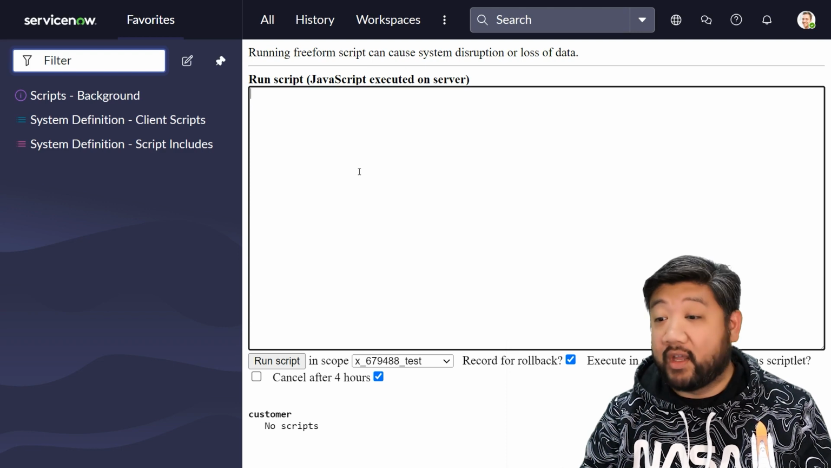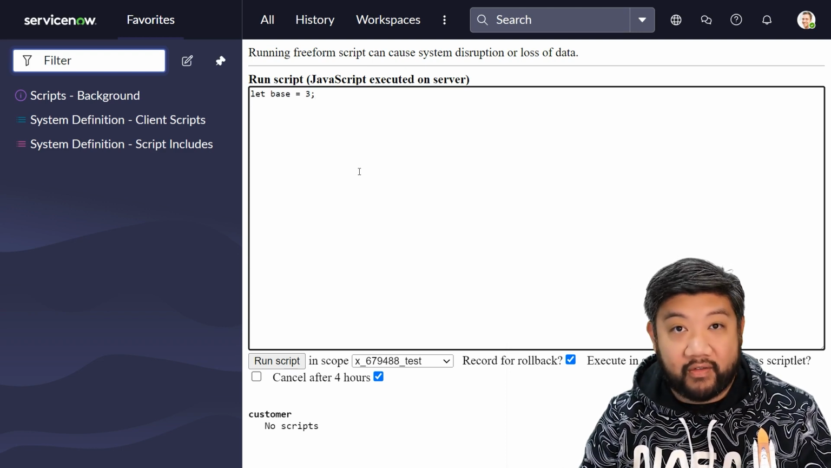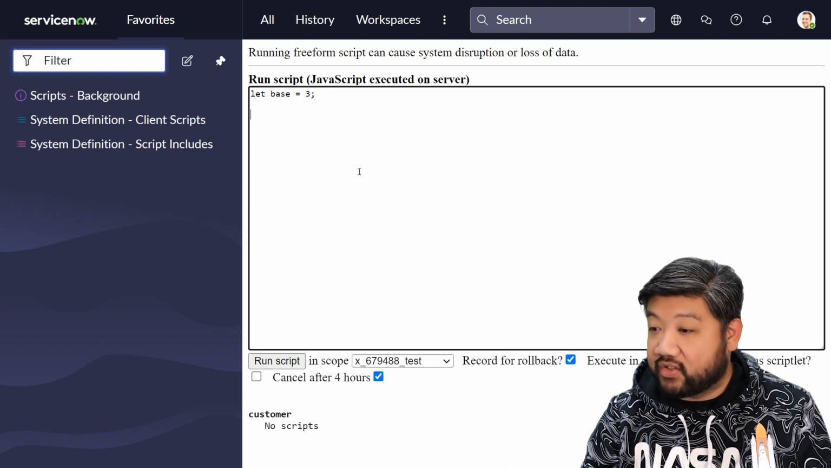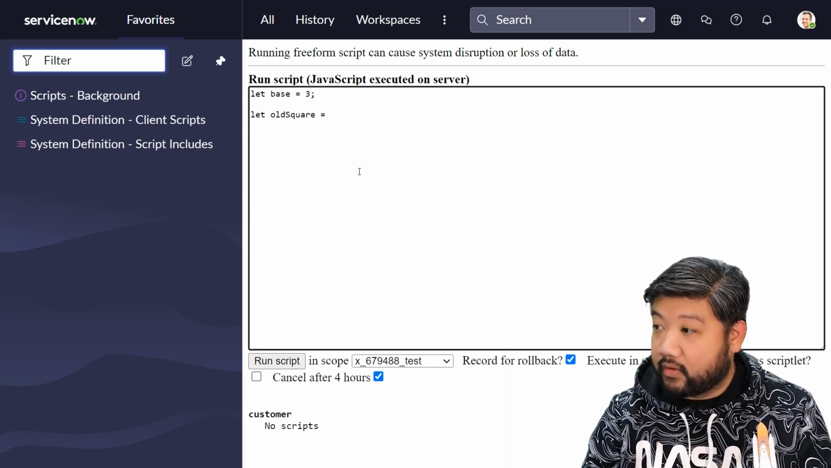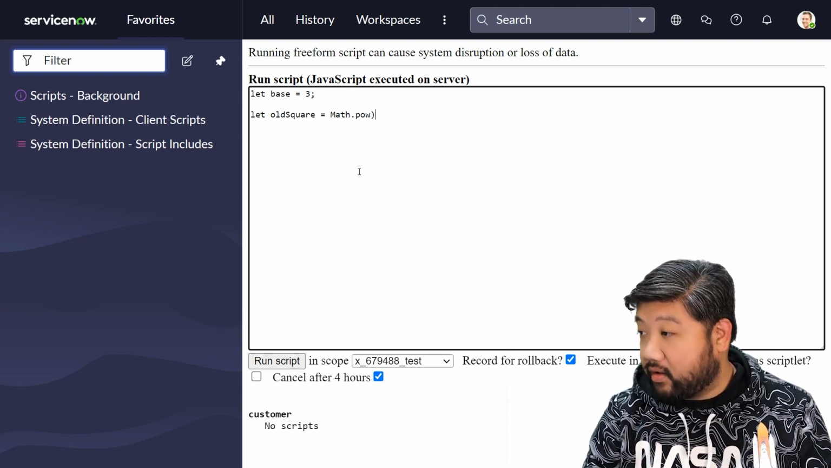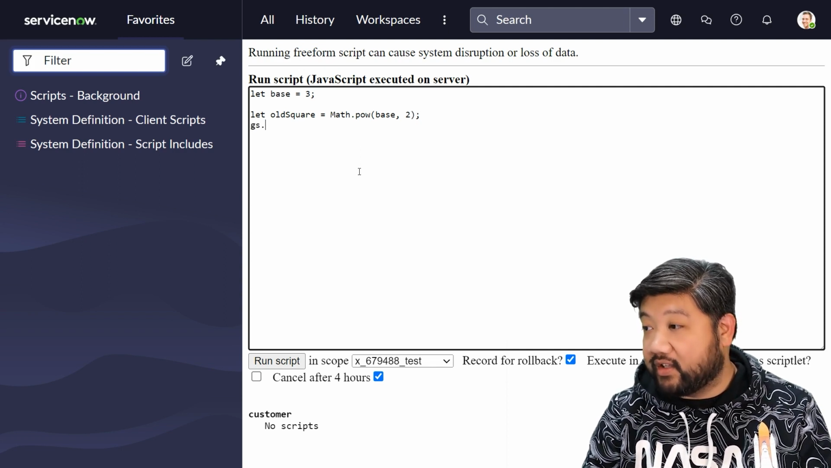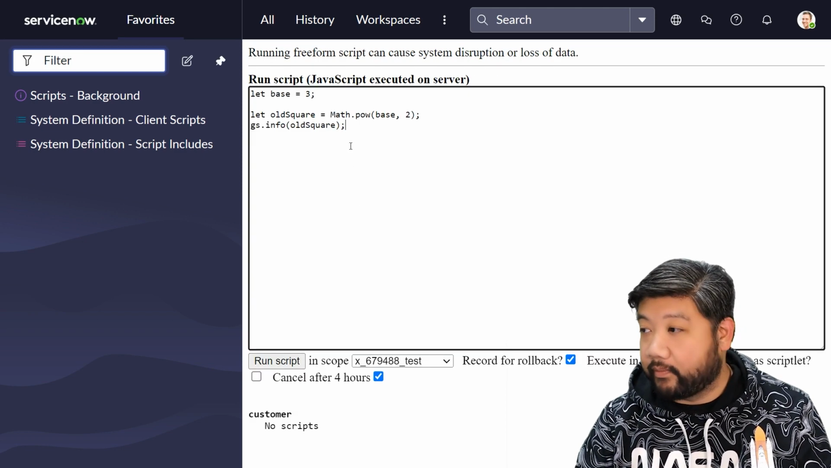So exponents. Before, if we wanted to see what the square of a number is, we would usually use some math function. So we could do let oldSquare equal Math.pow. The first parameter is the base, and the second parameter is what exponent you want to raise that to. So if we want to square it, 2. Let's log that and see if we got it right. Yep, 3 times 3 is 9.